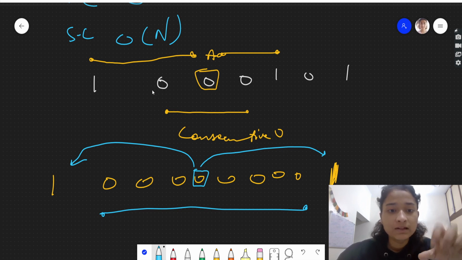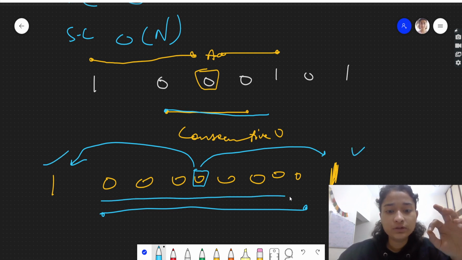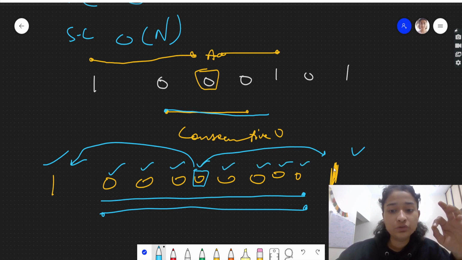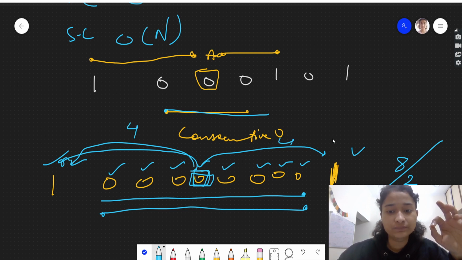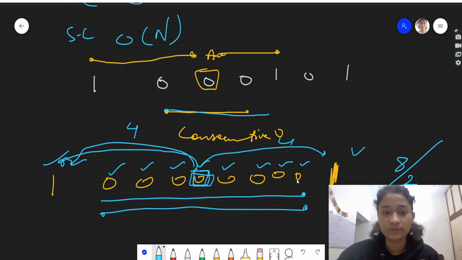So see, what we are doing is we are checking the consecutive zeros between ones. Between these two ones, if we know the consecutive zeros, how many are there? 1, 2, 3, 4, 5, 6, 7 and 8. If we know that there are 8 zeros between two consecutive ones, then we can divide this 8 by 2, 4. So we will know that there will be a maximum distance of 4 between Alex and the ones on both sides. So this is one approach you can use.